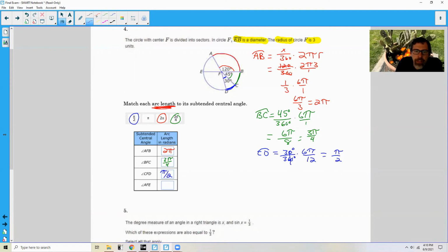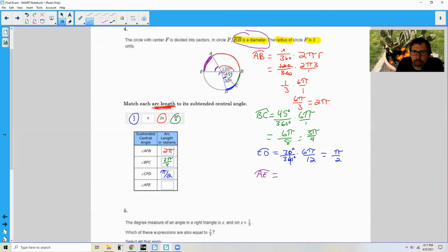And then finally, the last one, angle AFE is right here. So we need to find this arc length. So the arc length is the AE. Let's call it AE. Okay, arc length AE equals central angle. They didn't give it to us. Uh-oh. Oh wait, read this.